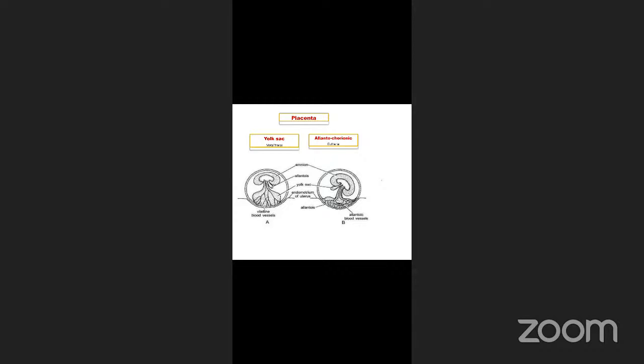Here we can see various membranes. In the yolk sac, you can see the vitelline blood vessels, whereas in the allantochorionic, we see allantoic blood vessels. Allantois is present here. So first is the non-deciduous placenta or semi-placenta.